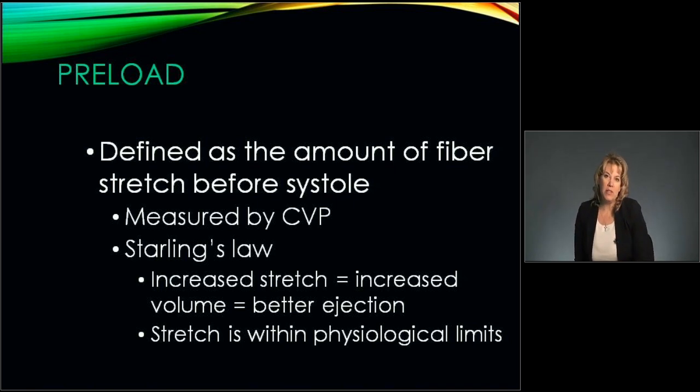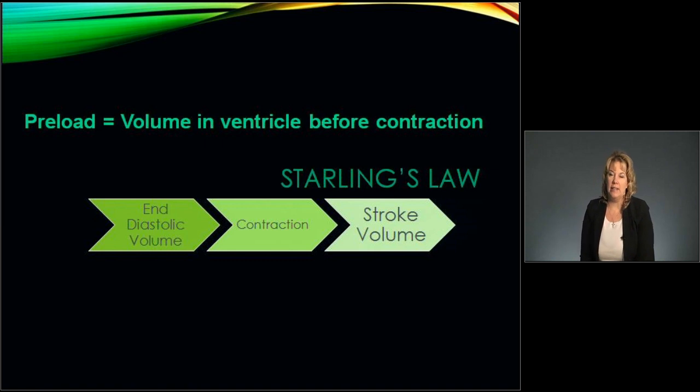So the bottom line with Starling's curve, or Starling's law, is that the larger our end diastolic volume, the stronger the contraction and the better the stroke volume that we will end up with. And so again, it's a very fine line that we try to balance between having enough volume to support that and not too much that we overload the heart.